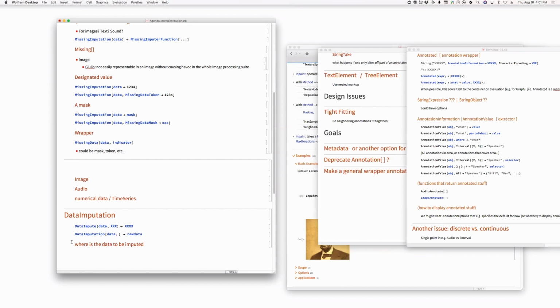Sandra on our live stream is asking, why aren't we just calling this imputation rather than data imputation? And I agree that the word imputation, I don't know, impute, I'm not sure.